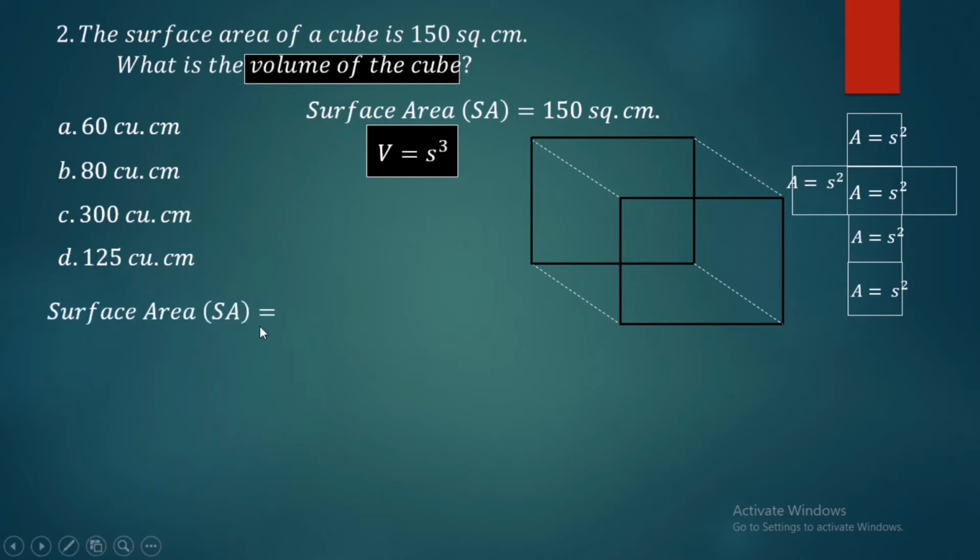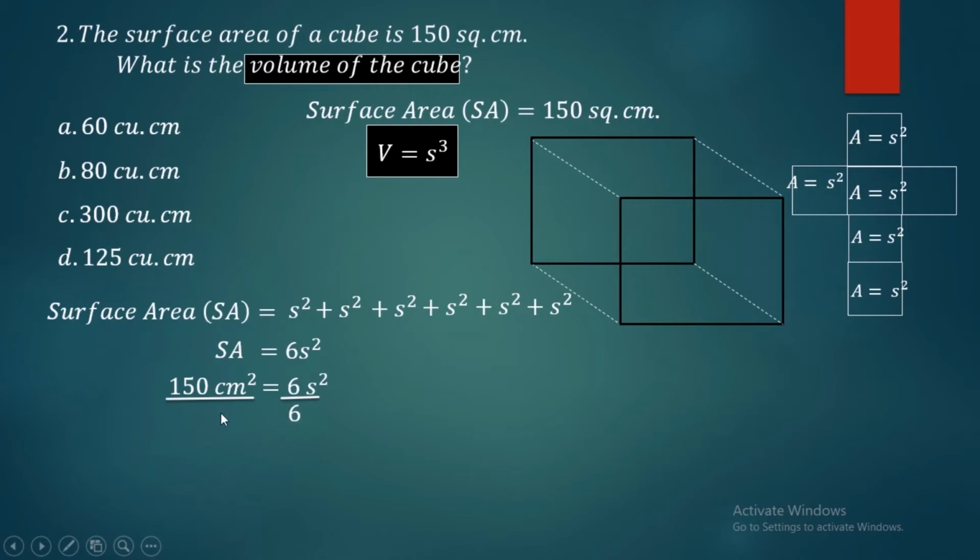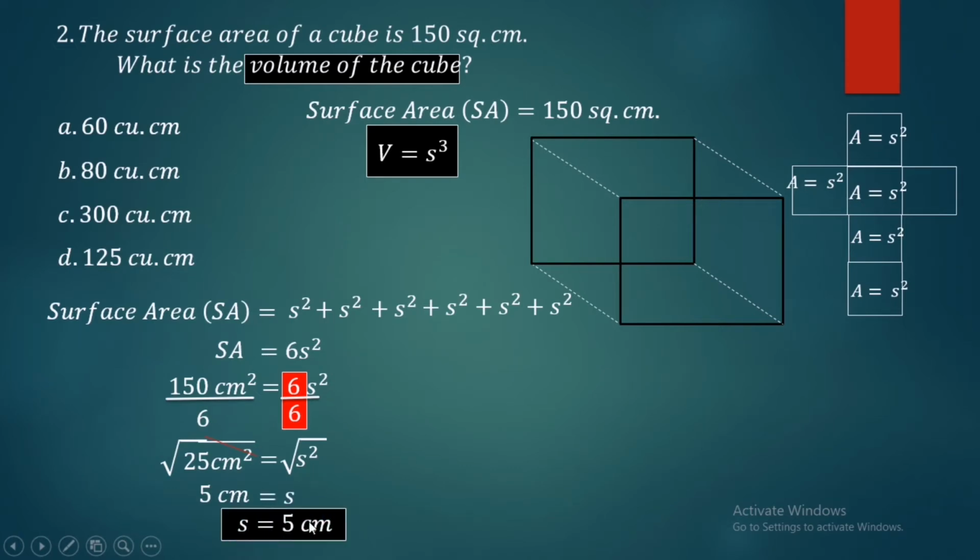To find the length of this side, we need the total surface area, meaning adding up all the areas of all the surfaces in these illustrations. Since there are 6 squares, SA is equal to 6 S raised to 2. The value of SA is 150 centimeters squared, equal to 6 S raised to 2. Then divide both sides by 6. Cancel 6, bring down S raised to 2. Then 150 divided by 6 is 25 centimeters squared. Then take the square root of both sides to cancel the exponent. The square root of 25 is 5, then copy centimeters, equal to S. So our S is equal to 5 centimeters.